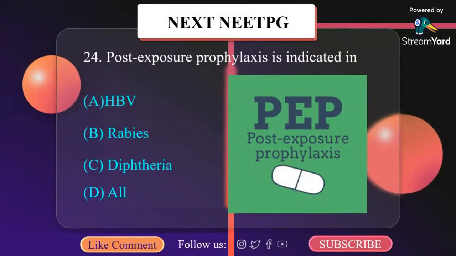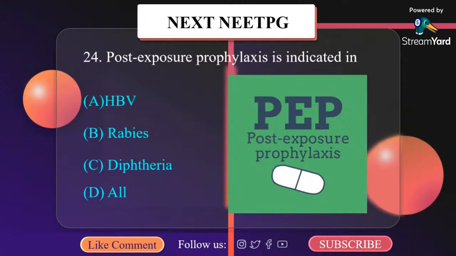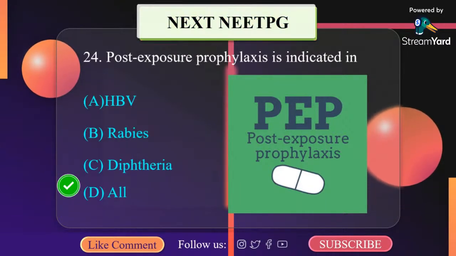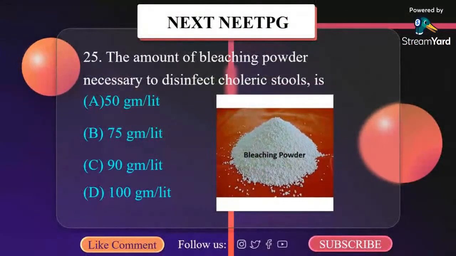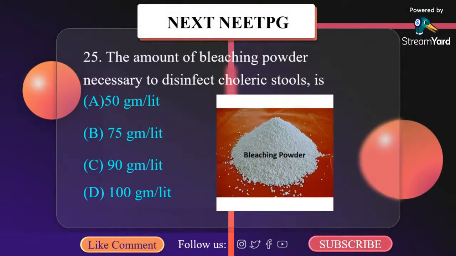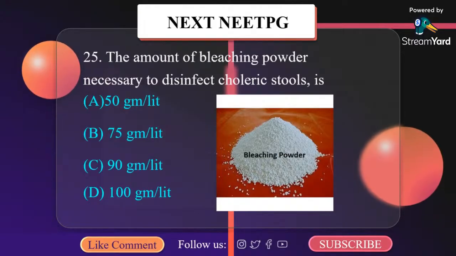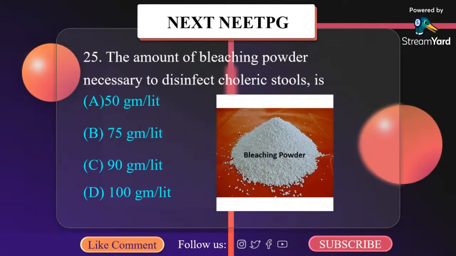Post-exposure prophylaxis is indicated in HBV, rabies, diphtheria, all. Yes, it is all. The amount of bleaching powder necessary to disinfect choleric stool is A. 50 gram per liter, B. 75 gram per liter, C. 90 gram per liter, D. 100 gram. It is 50 gram per liter.